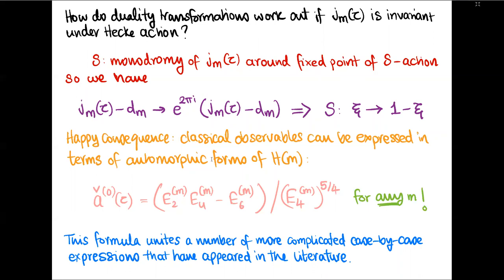So a happy consequence of this identification of the modular, this automorphic structure, is that the classical observables can be expressed in terms of automorphic forms of H_M. Automorphic forms of H_M are something that my collaborators and I have been working on for some time. When you look at the classical period as a function of tau, it's given as an expression like this, where E2, E4, and E6 are the Eisenstein series corresponding to these Hecke groups. And this is true for any M.